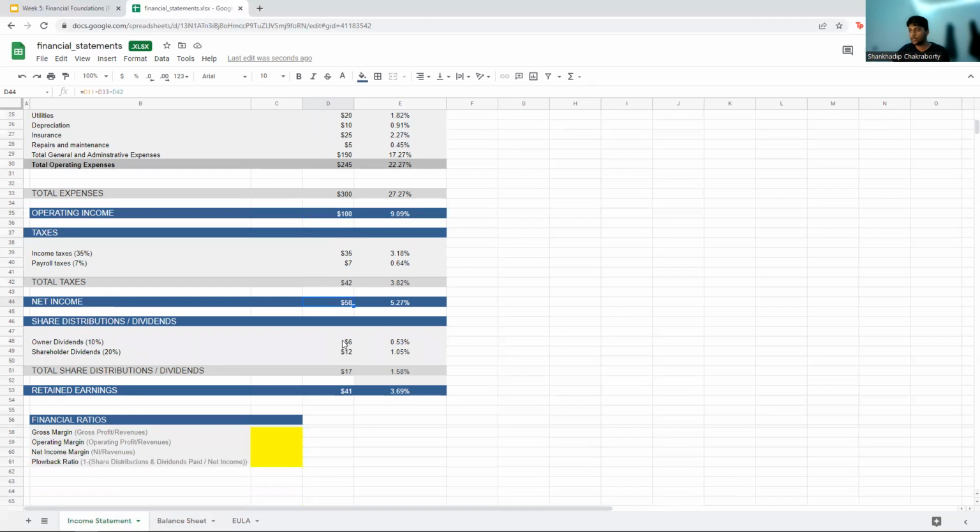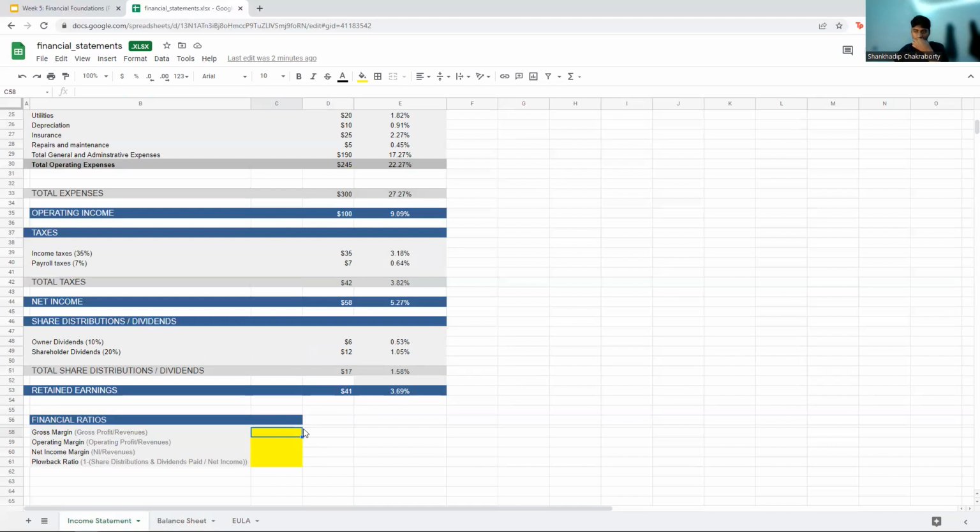And if you want to distribute around 10% in owner dividends to your owners, you can do that. That's about $6. I rounded here. 20% would be double that, so it's $12. $17 in total share distributions and dividends paid out, and what you're left with is retained earnings of $41.